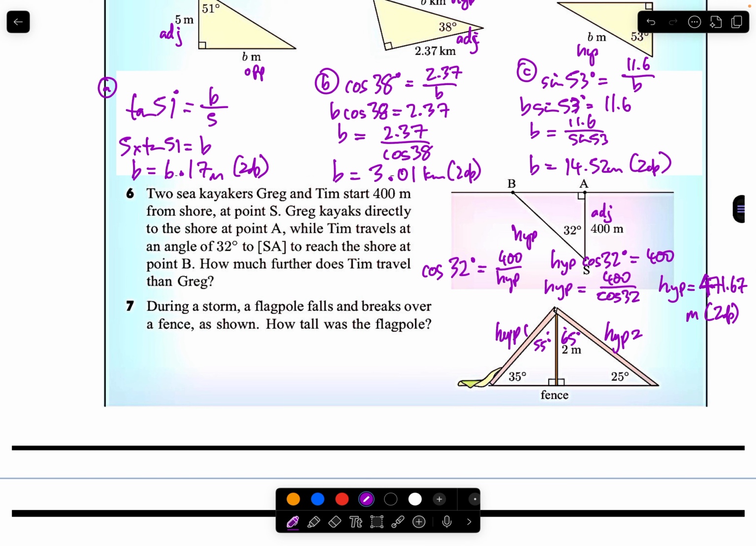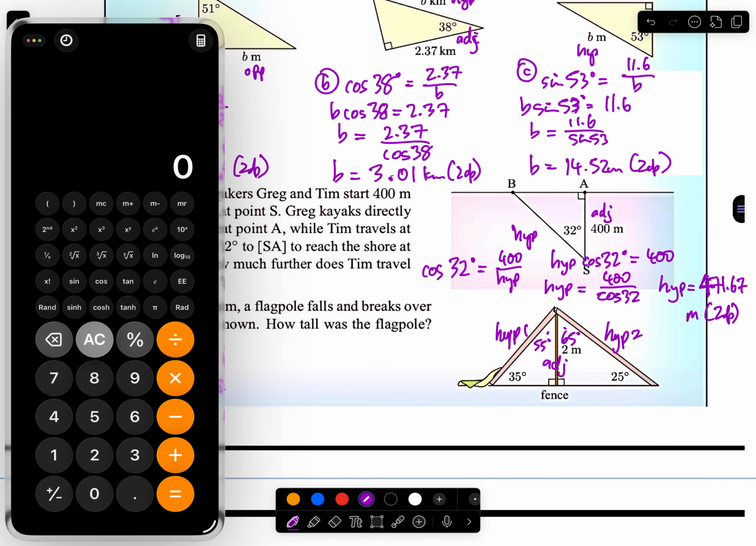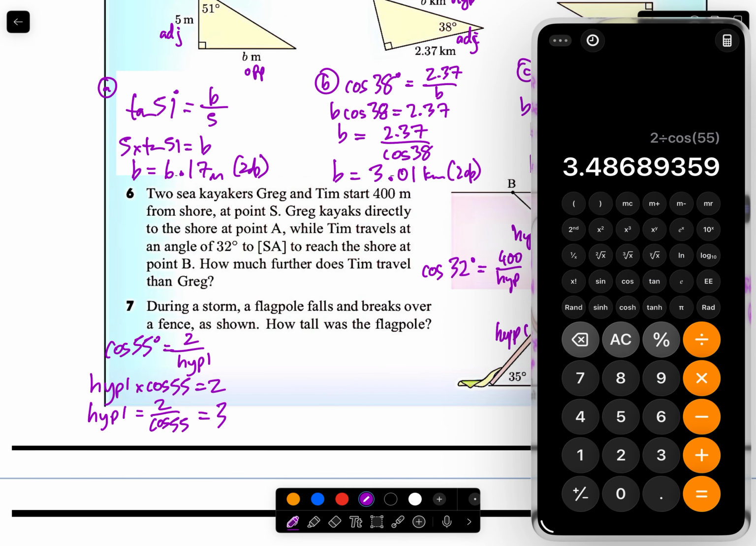Hypotenuse. This is adjacent in both, so we only need the one label. So we need to use that angle that we found. So cos 55 degrees is equal to adjacent over hypotenuse 1. So hypotenuse 1 times cos 55 is going to be 2. Hypotenuse 1 equals 2 over cos 55 equals 2 divided by cos 55, 3.49. I assume it's meters.